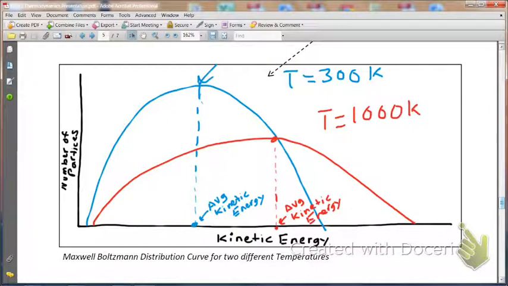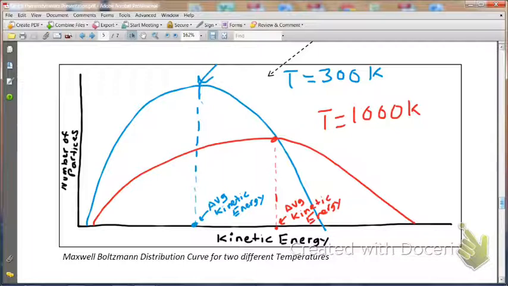So you can see that at two different temperatures, the curves are going to look different. At a higher temperature, the curve flattens out, the average kinetic energy increases, and really what you'll see is that at higher temperatures, there's going to be more molecules, or atoms or particles in general, that have a greater amount of energy. And that's what this curve is really showing you: at higher temperatures there's going to be a higher fraction or percentage of molecules with a greater amount of energy.